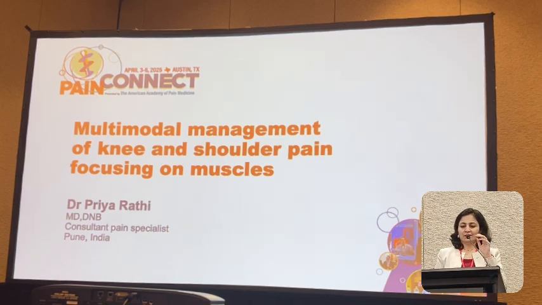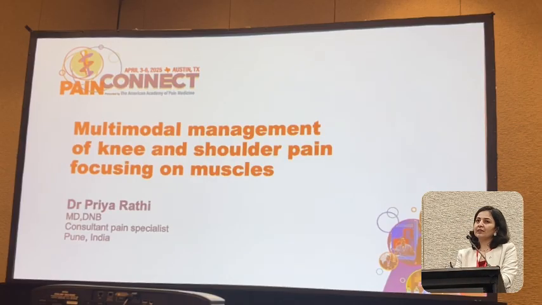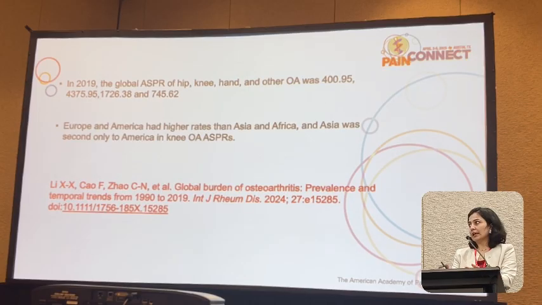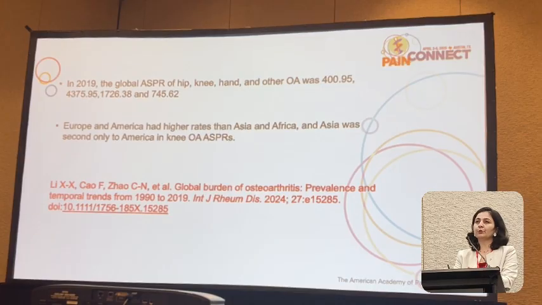Good morning, everyone. So today I'm going to talk about multimodal management of knee and shoulder pain, focusing on muscles. If you look at the statistics, 2019 statistics say that the global age-standardized prevalence rate of all osteoarthritis was quite high as compared to the last 10 years, and the incidence was quite high in Europe and America as compared to Asia and Africa.